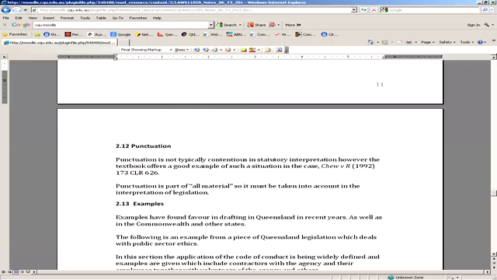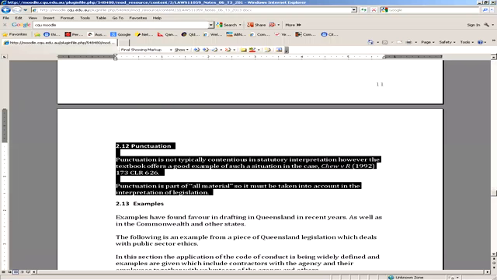Punctuation. Well, thankfully there isn't as much punctuation in modern legislation. I remember we used to have the Supreme Court Act 1995 in Queensland, and that act, even though it's a 1995 act, what it did was it put together all of the pieces of legislation from the 1800s that were relevant.